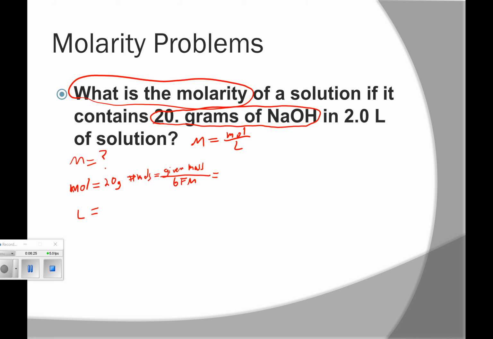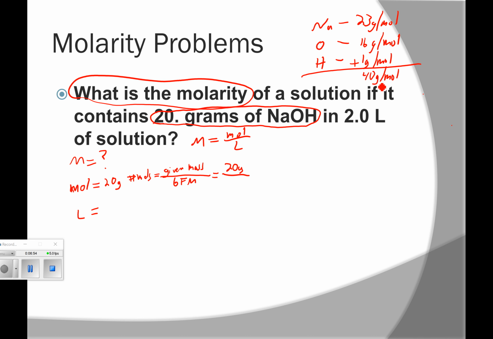Now to find the number of moles here, we know the given mass is what's in the problem. That's 20 grams. And the gram formula mass of NaOH, I'm going to do this off on the side here. We have one of each of these. I'm going to round these to a whole number here. 16 grams per mole and 1 gram per mole. Add these up, and we get 40 grams per mole.